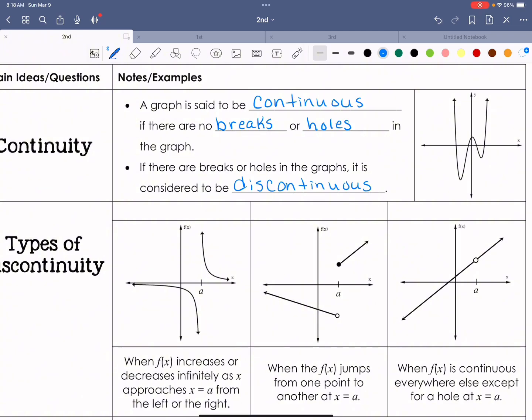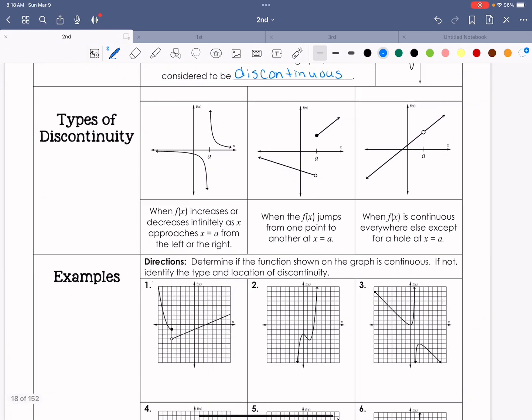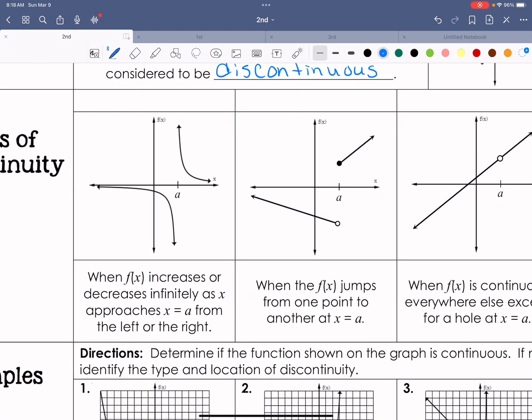Now there's three types of discontinuity that we're going to be looking at. The first one is infinite. And this happens when f of x increases or decreases infinitely as x approaches a from the left or right. So here's a on your x-axis. You see how the graph never crosses that? We could call that an asymptote, couldn't we? So this is where it is infinite discontinuity.